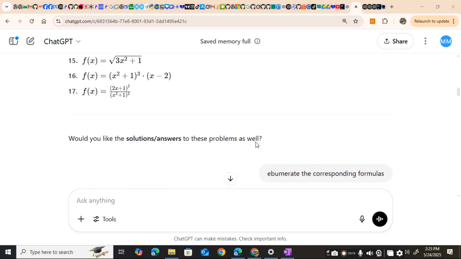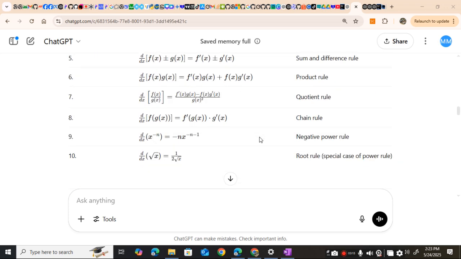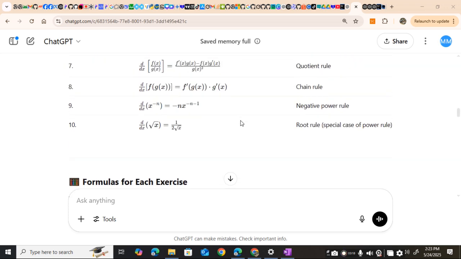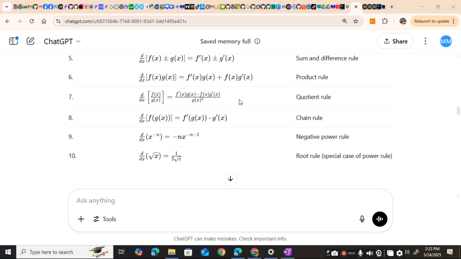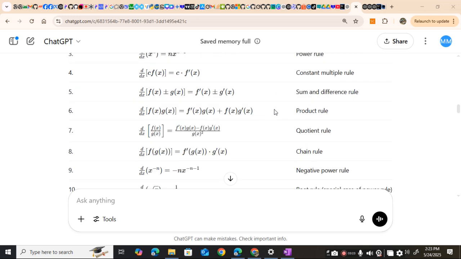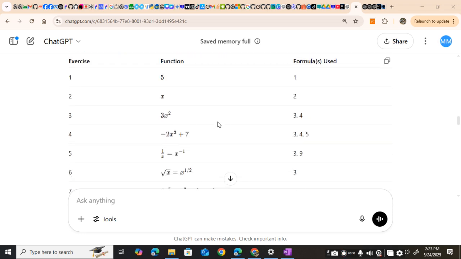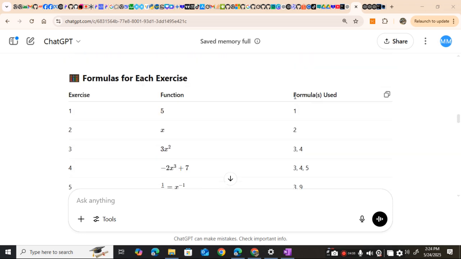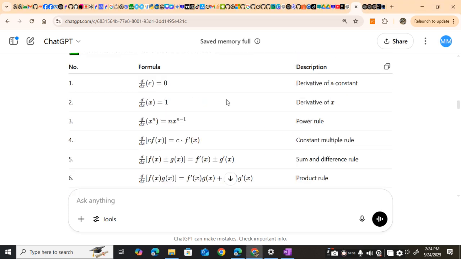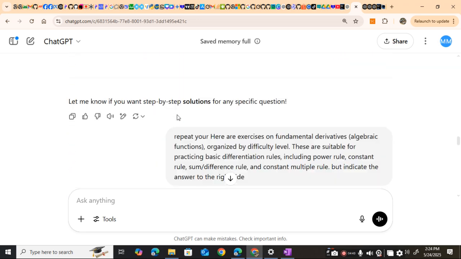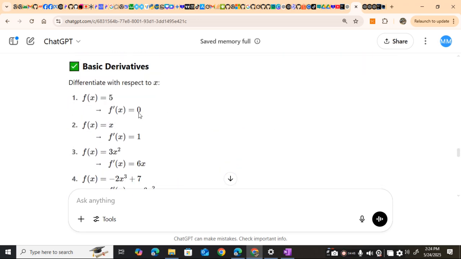So let's have some exercises, and I have prompted ChatGPT to give us some exercises regarding those basic operations, namely sum, difference, product, quotient, and of course a bit of power rule. First, let's have some exercise. We must use formula 1, which states that the derivative of a constant is merely 0. So we write 0, and do we get that answer? Yes. Our first derivative, f prime of x, is indeed 0.